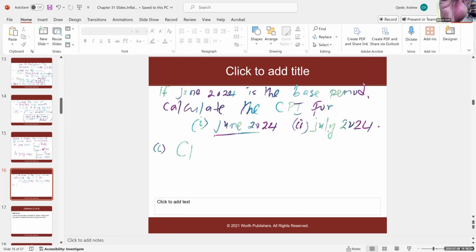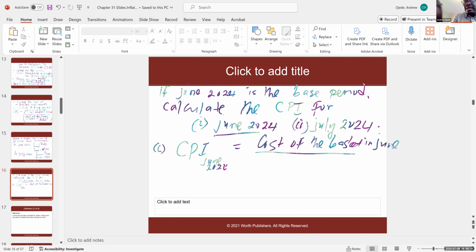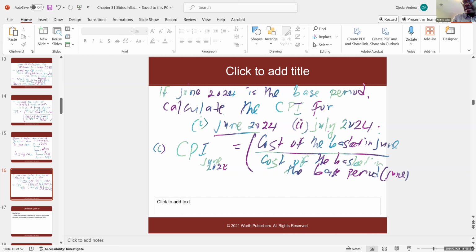So we're going to say CPI for June 2024. The formula is you take the cost of the basket in June divided by the cost of the basket in the base year period. In this case, the base period is also June, so it's the same thing. Then you multiply this by 100. That's why I'm saying you don't have to waste your time, but I'm going to show you anyway.